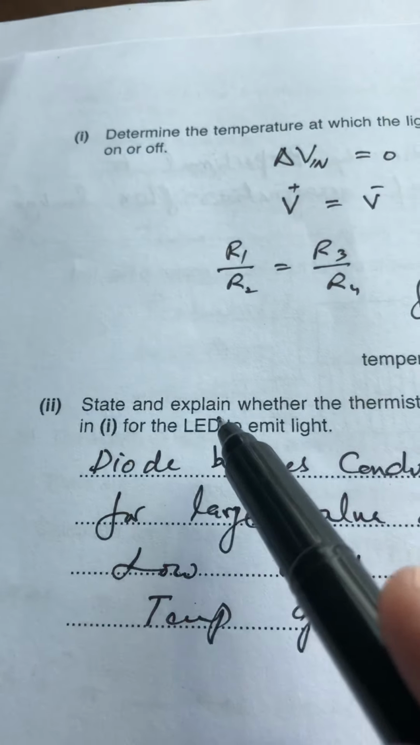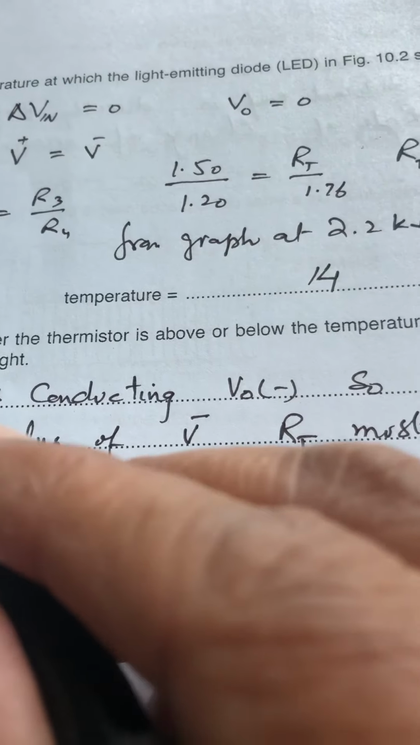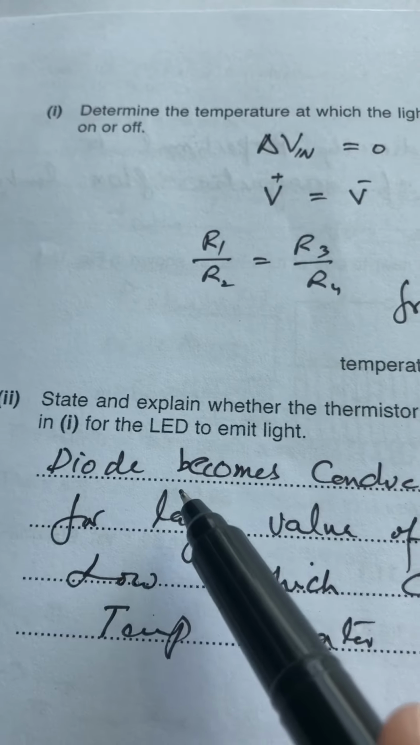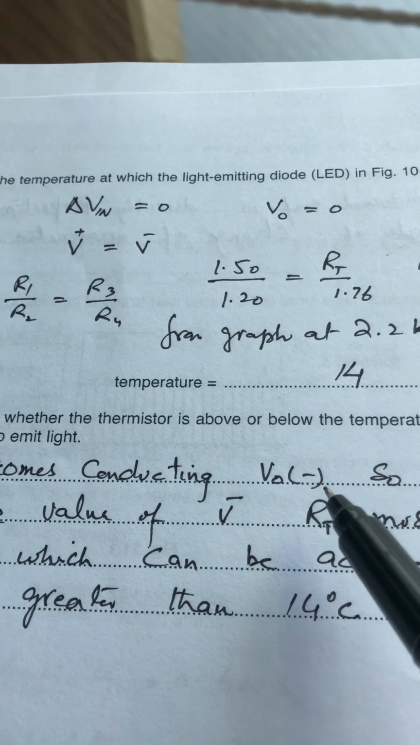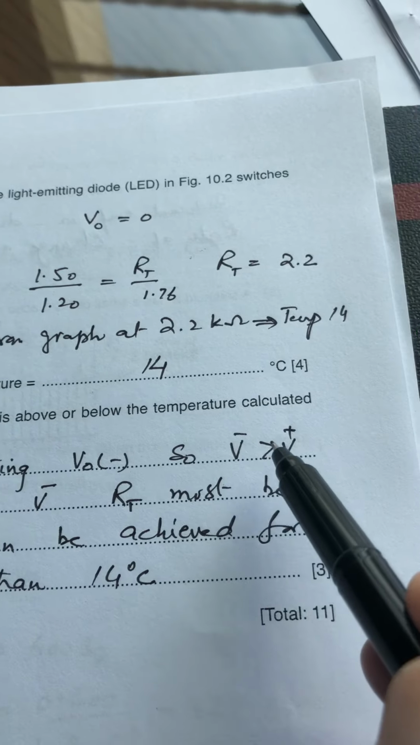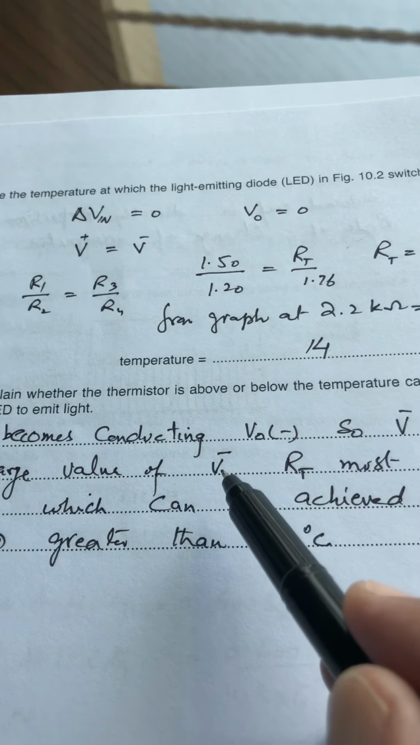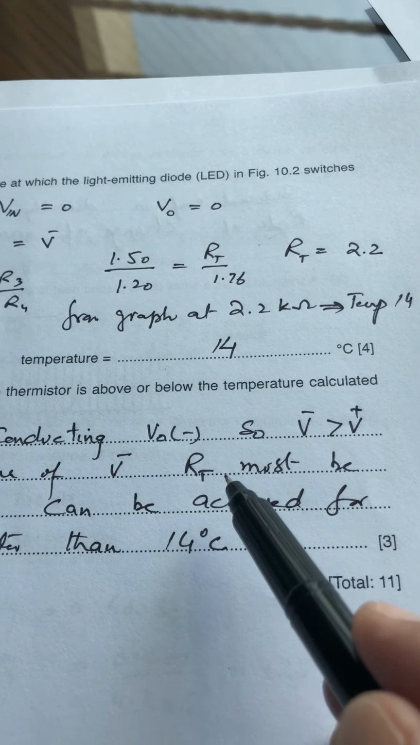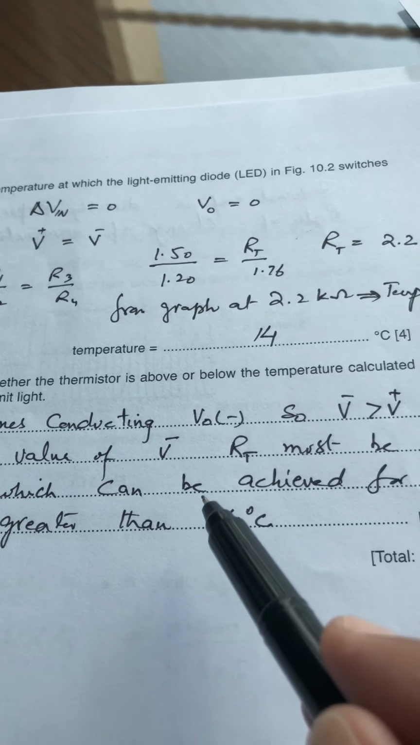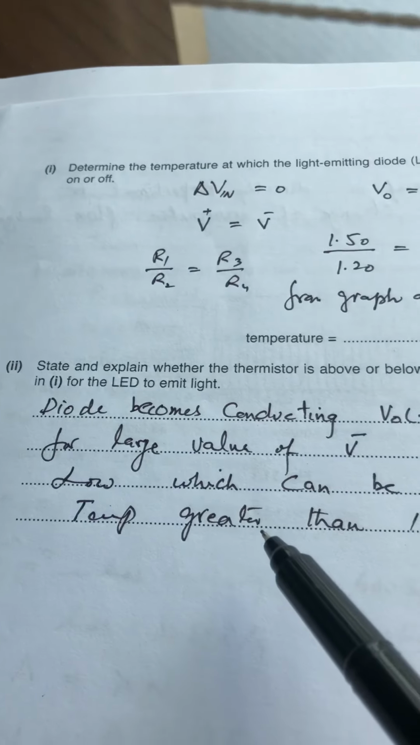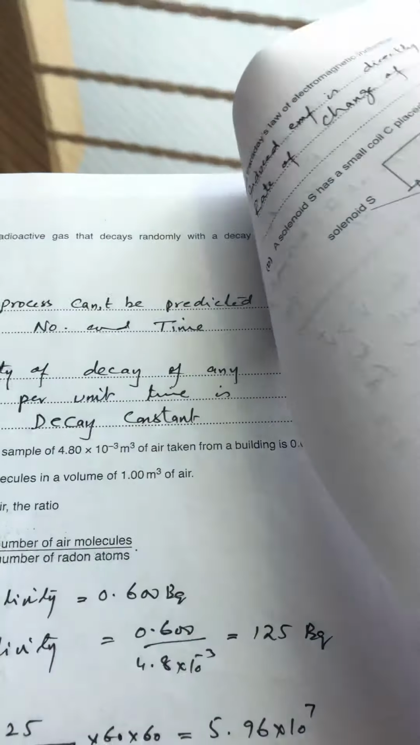Next question is, state and explain whether the thermistor is above or below the temperature calculated for the LED to emit light. Look, the diode becomes conducting when V out is negative. So the inverting voltage must be greater than the non-inverting. For a large value of this inverting input, resistance must be lower than the previous value, which can be achieved only when the temperature is greater than 14 degrees Celsius. So this is the question.